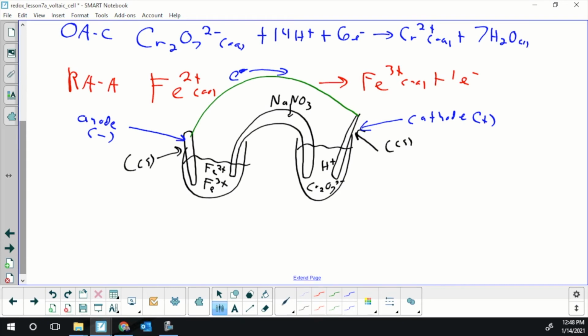In terms of ion movement, I don't have to analyze the cell. I could just use memory. Cations go to cathode. So that would be the sodium plus is going to be heading towards the cathode. The nitrate, NO3-, that's an anion, and that's going to move towards the anode. It's always that pattern.